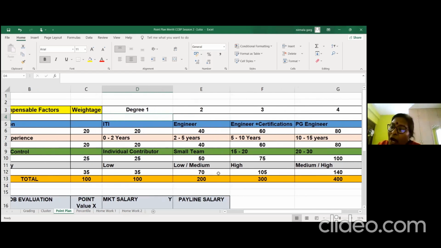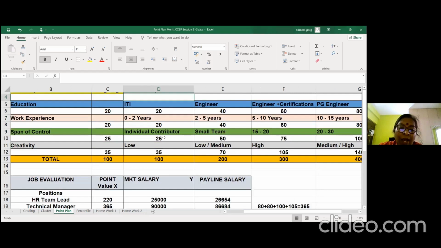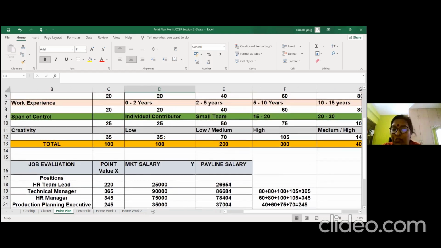So guys, do you know how to actually look at your job description? Step 1. Then evaluate in terms of the 4 compensable factors. And then what do you need to do? Then evaluate and apportion which degree is more applicable, and then apportion that point to that compensable factor. Any questions, guys?